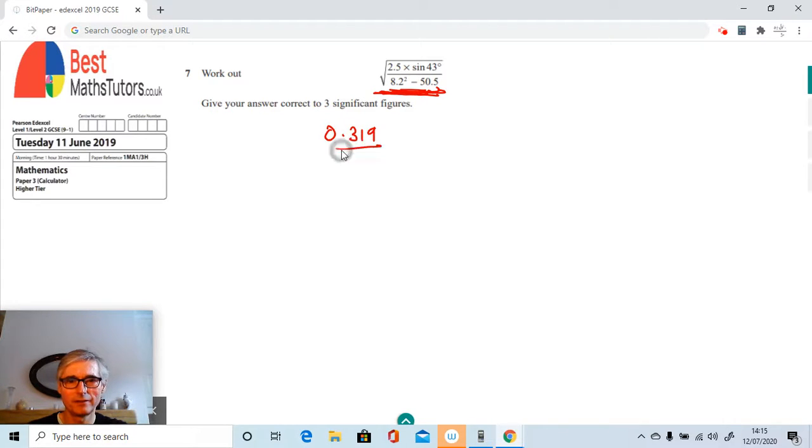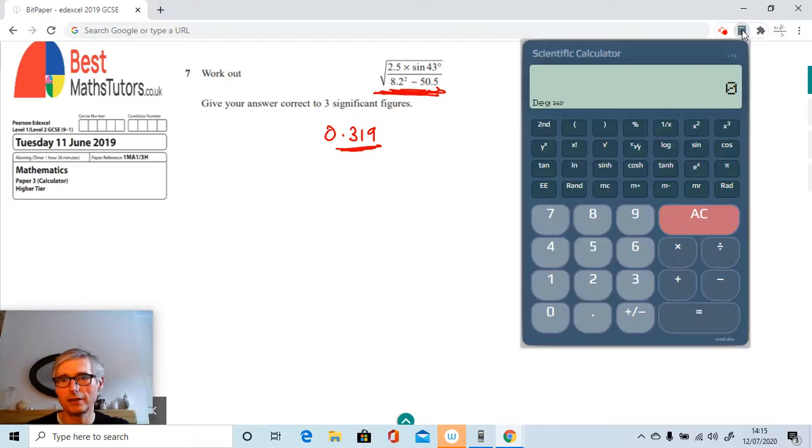0.319. And if we had a more old-fashioned style calculator, say like this one, which is just off my browser extension, off the Chrome browser that I've got at the moment, this question would be much more difficult, because what we'd need to do is work out what was in the top of the fraction separately, then work out what's in the bottom of the fraction, work out the result of that, and then find the square root.